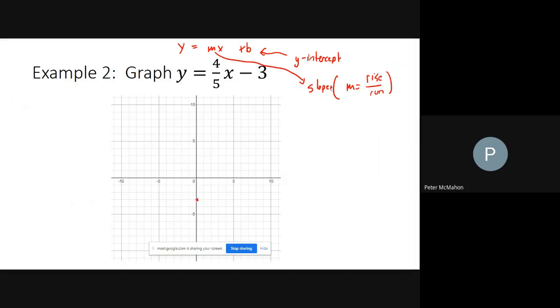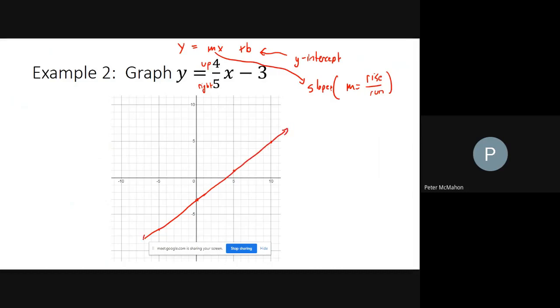So I have a point here. Then this means I'm going up 4 and to the right 5. So I go up 4, 1, 2, 3, 4, and right 1, 2, 3, 4, 5. Do the same thing again. I can also go down 4 and left 5, 1, 2, 3, 4, 1, 2, 3, 4, 5, like this. So the line I'm getting is this one over here.